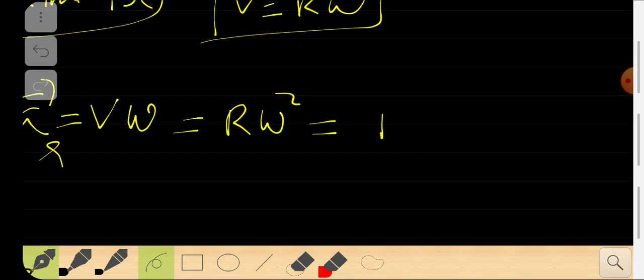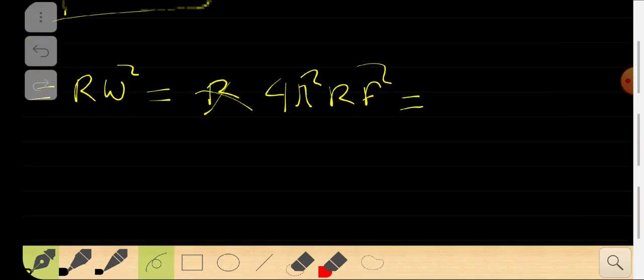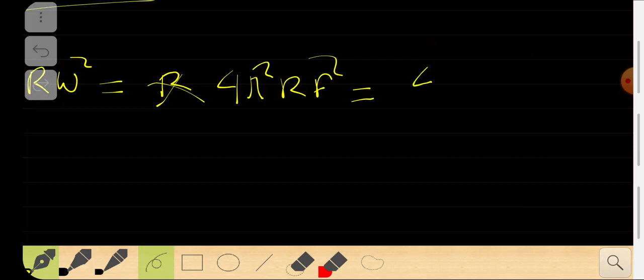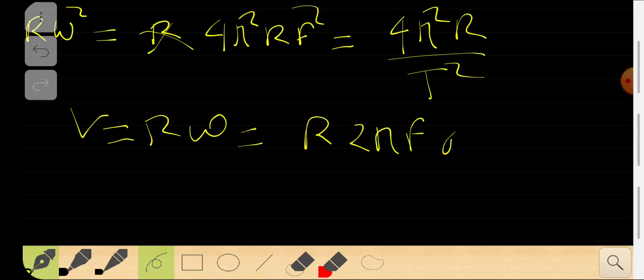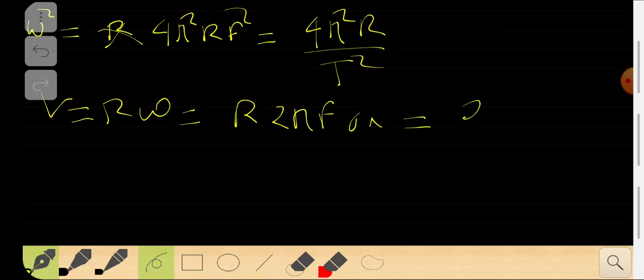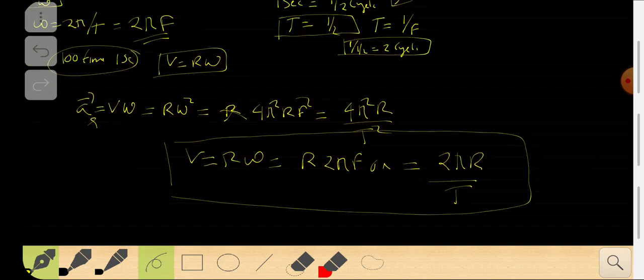So it will be r times 2 pi f squared, which is 4 pi square r f square. In terms of time period, it will be 4 pi square r by t square, right? Or we can find out the velocity in terms of omega, frequency and time. It will be r times 2 pi f, which is equal to 2 pi r by t. So that's how you can use that information, frequency and time period.